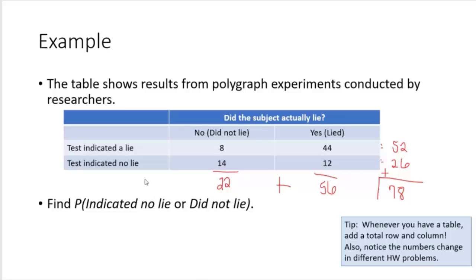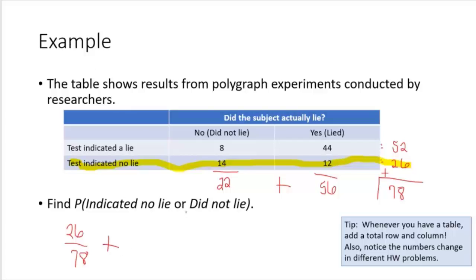So if we're going to do the probability that the test indicated no lie, or that they actually did not lie, we're going to follow our formula from the previous thing. First of all, what is the probability the first thing happened? The probability the test indicated no lie. Well, that's on a row. The test indicated no lie is on this row. So there are 26. So it gives me 26 out of 78 for the probability the test indicated no lie.